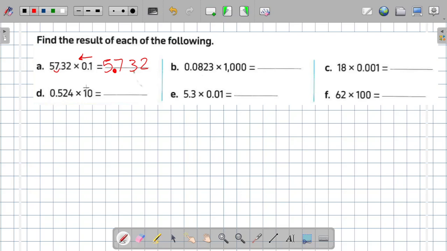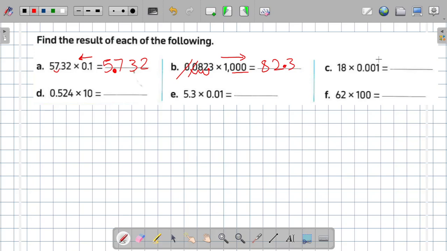Next, I have 0.0823 by 1000. Okay, so I want to move the decimal point to the right 3 places. So I have 1, 2, 3. So the decimal point will be between 2 and 3. So I have 0. No, it will be 823 because the 2 zeros here will be cancelled. So I have 82.3.